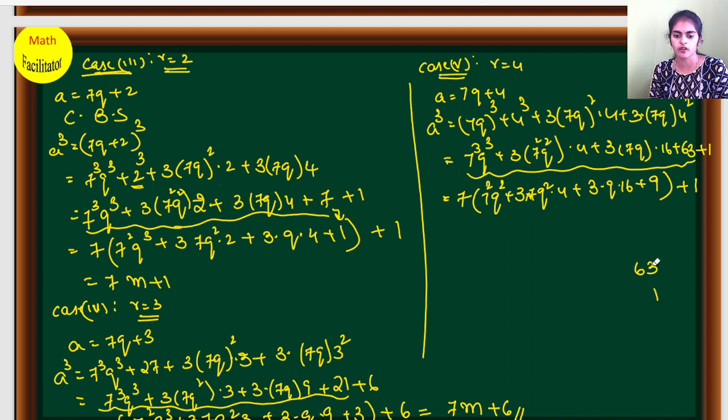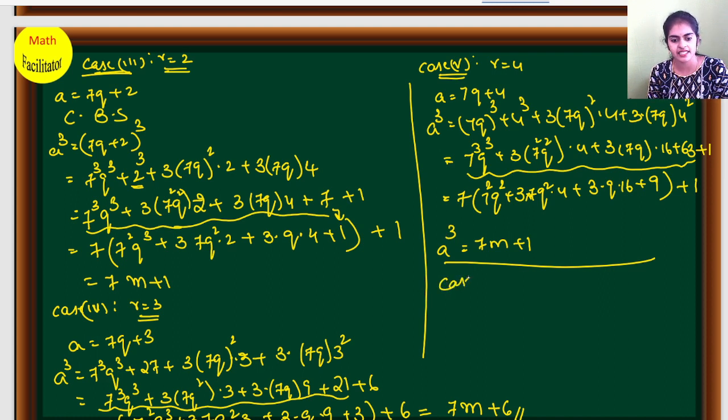So again, which form did you get? You got of the form 7m plus 1. This is again equal to 7m plus 1. If you know the question, you can solve along with me. Okay, so a cube, I got it of the form 7m plus 1. Now case 6, let's take r equal to 5. So you got all the cases actually already, but to be on the safer side, you solve the next two cases also. Okay, so a equal to 7q plus 5.